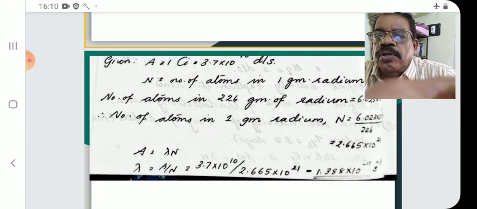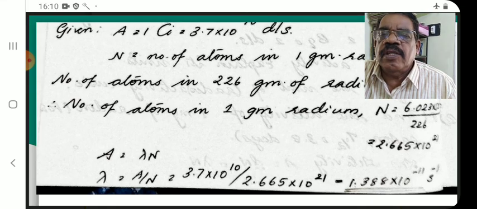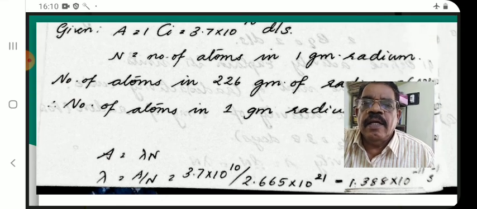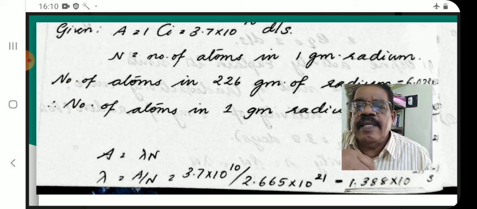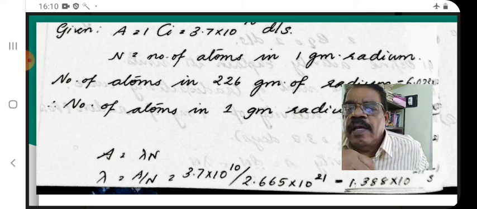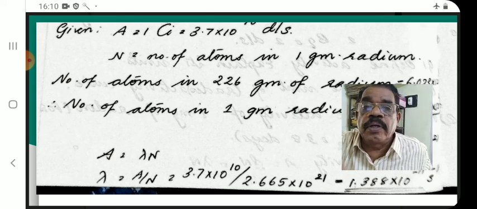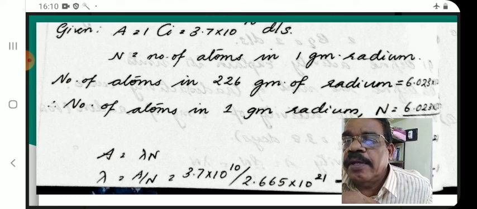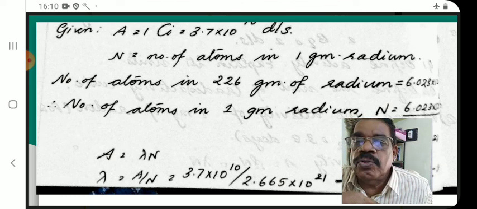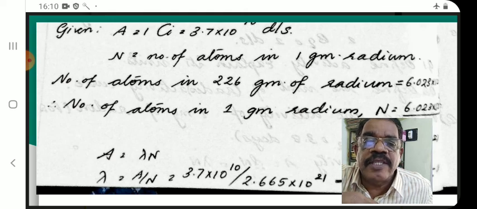A is equal to 1 curie. Ci is curie, that is 3.7 into 10 raised to 10 disintegrations per second. N is equal to the number of atoms in 1 gram of radium. Number of atoms in 226 gram of radium is 6.023 into 10 raised to 23.